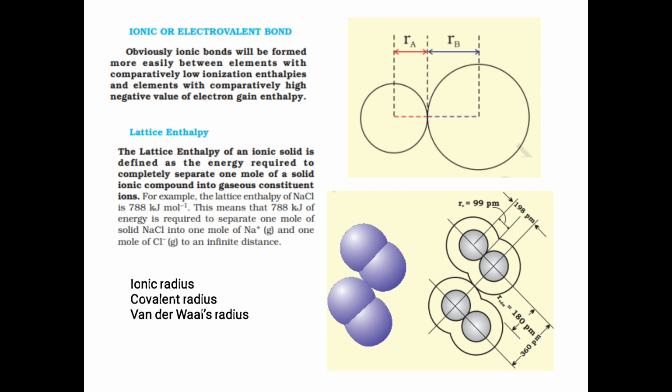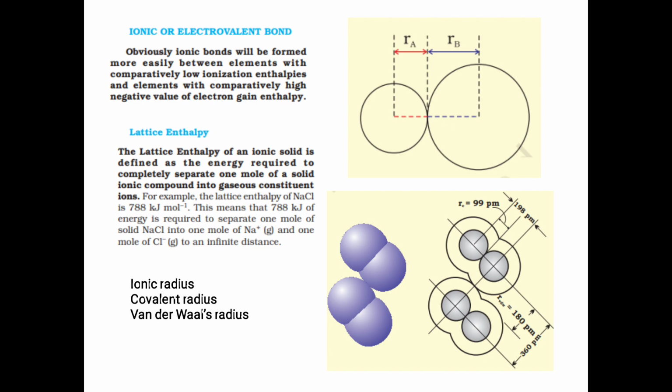For example, the lattice enthalpy of NaCl is 788 kJ per mole. That means 788 kJ of energy is required to separate 1 mole of solid NaCl into 1 mole of Na+ gas and 1 mole of Cl- gas to infinite distance.